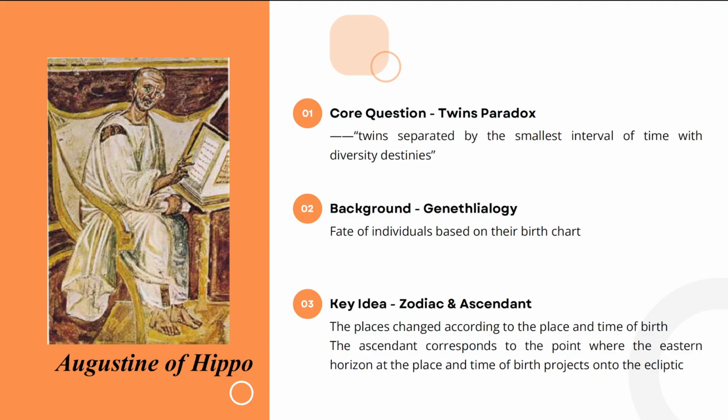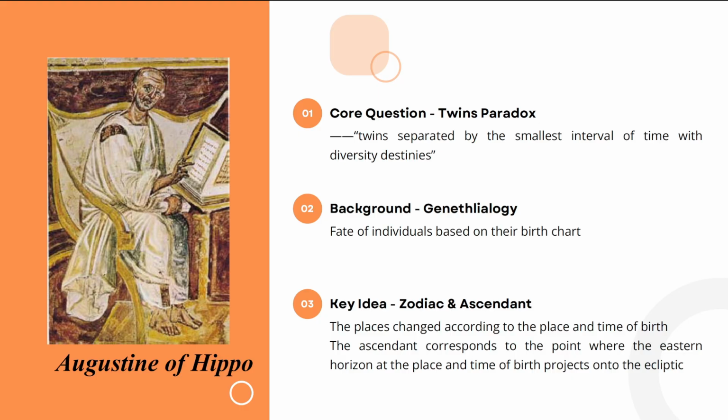Augustine proposed the twin paradox in his book. In his opinion, the twins were separated by the smallest interval of time, yet experienced such diversity in their fates. This view refutes what he believes is an astrological argument, which proves that astrology is ineffective. In my opinion, his paradox is actually based on a misunderstanding of astrology, specifically genethlialogy.